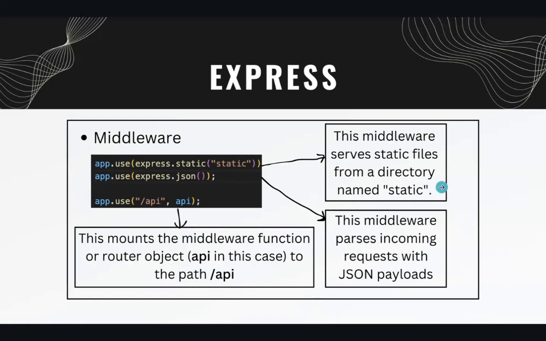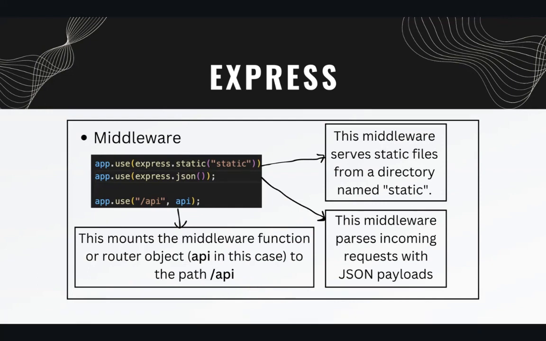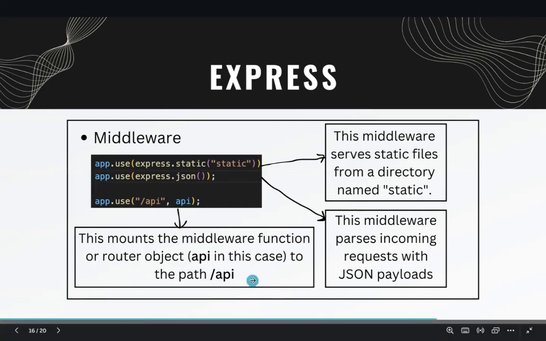In this code example, the first middleware serves static files from a directory named static. So if there's a file named index.html inside the static directory, this page will be what the user sees when they open your website. The second middleware parses incoming requests with JSON payloads. It's essential when you want to handle JSON data sent via POST or PUT requests from the client. The last middleware mounts the router object to the path API. Any request with a URL starting with API will be routed through this middleware.